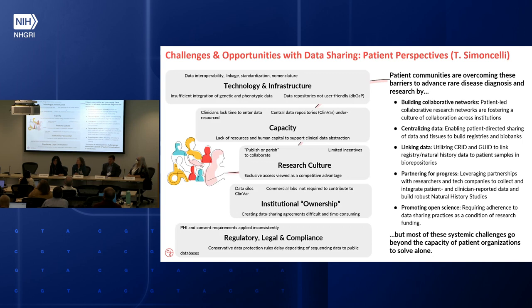On the capacity side, they talk about physicians really not having sufficient time. They hear this from physicians, to even enter data into ClinVar, let alone some of the registries that they've built, like in some of the centers of excellence that they've stood up in some of these institutions. Lack of resources and human capital to support clinical data abstraction for building clinical registries. And they talk a lot about the research culture. This is not just a technical problem, right? This is a problem where there's a lack of willingness to share sometimes, that's bred by this kind of publish or perish norm in academia, that's leading to limited incentives to collaborate and share data. And where exclusive access to data is viewed as a competitive advantage, especially in rare diseases and ultra rare diseases where the data are rare.